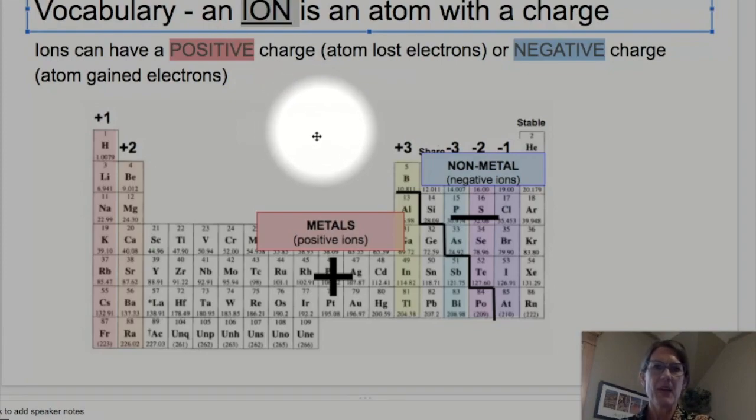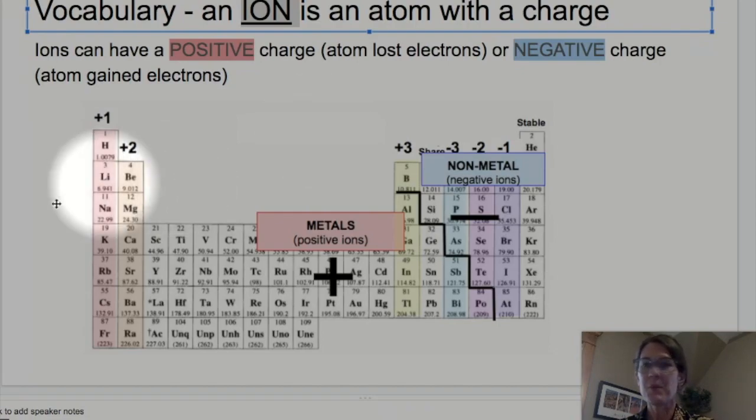But let's remind then, when an atom loses electrons, it gives them away, and then it will become positive. So losing is positive and gaining is negative. So I'm going to ask you to pause the video and just do that a few times. Losing is positive, gaining is negative. You try it. All right, I hope you did that.